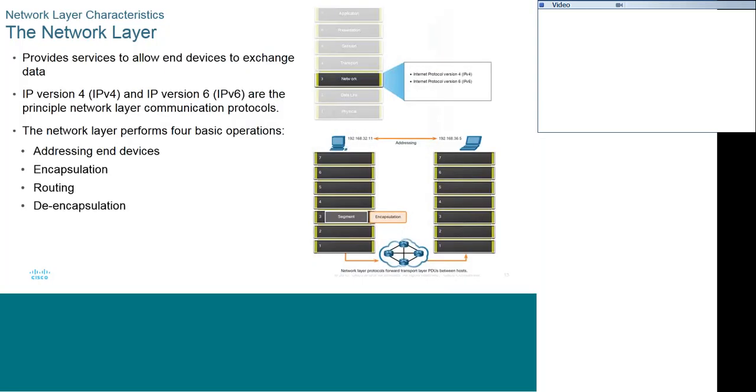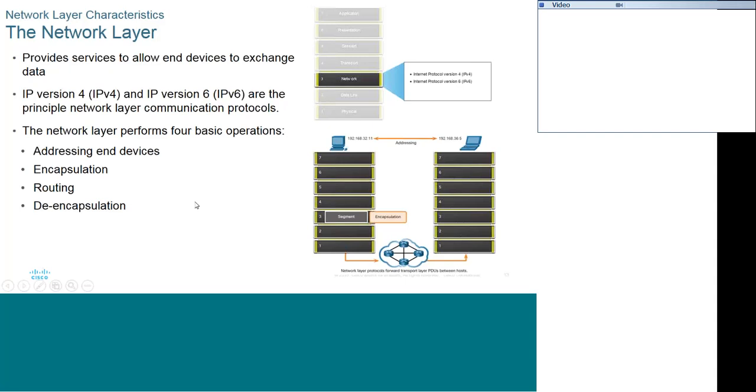So let's start. The network layer is the third layer of the OSI model, and it provides services to allow end devices to exchange data. There are mainly two versions of the network layer communication protocol, which are IP version 4 and IP version 6.